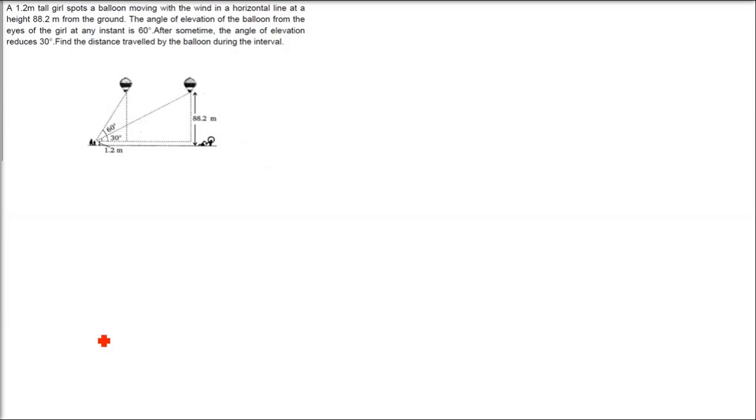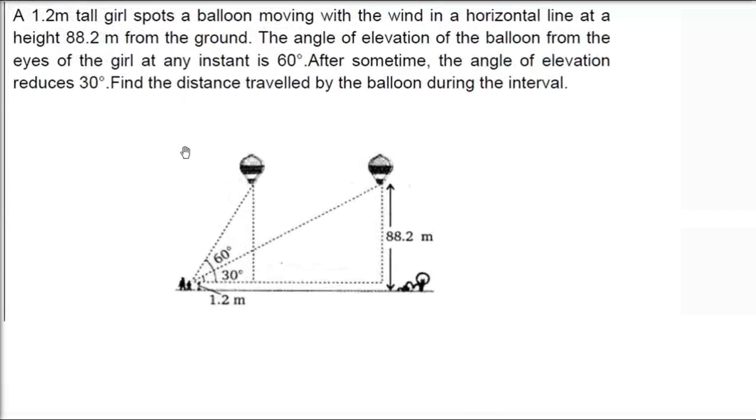Now this question is in OR. Either you do the previous one or you do this one. Any of these. A 1.2 meter tall girl spots a balloon. So there is a girl standing here.